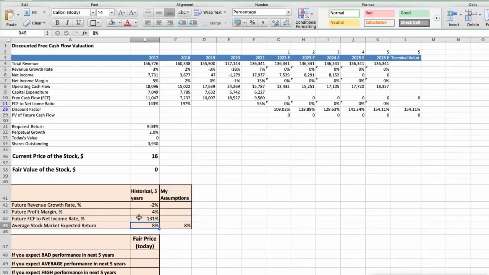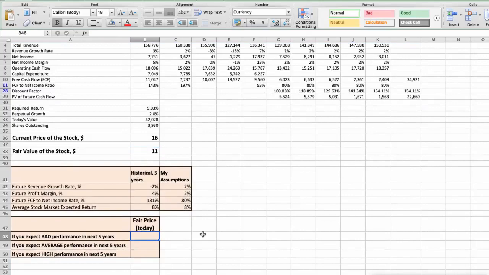Now, let's consider 3 different scenarios for Ford Company: bad, average, and good. First scenario. Ford will have bad performance in next 5 years, and we will use the following parameters in our calculation. Future revenue growth rate would be low, 2%. Future profit margin would be low, 2%. Future free cash flow to net income rate would be low, 80%. In this case, the fair value of the stock today would be $11.